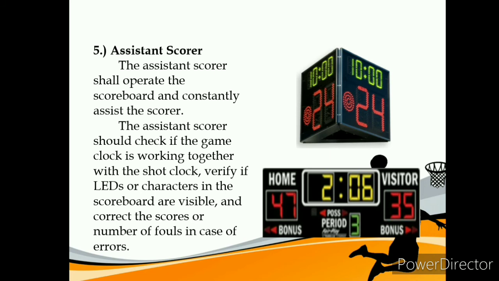And the fifth and last table official is the assistant scorer. The assistant scorer shall operate the scoreboard and constantly assist the scorer. They also have specific duties wherein the assistant scorer should check if the game clock is working together with the shot clock, verify if LEDs or characters in the scoreboard are visible, and also they are responsible for correcting the scores or number of fouls in case of errors.